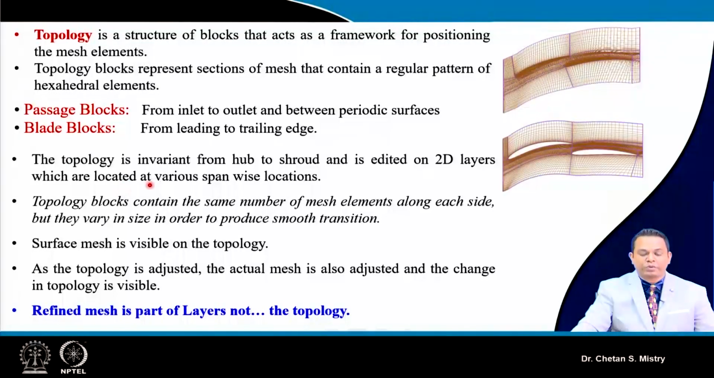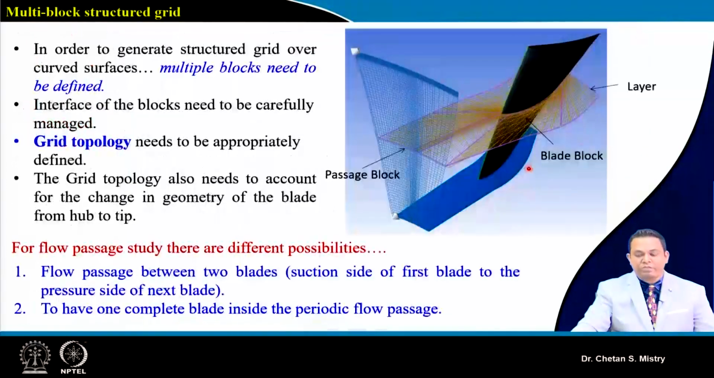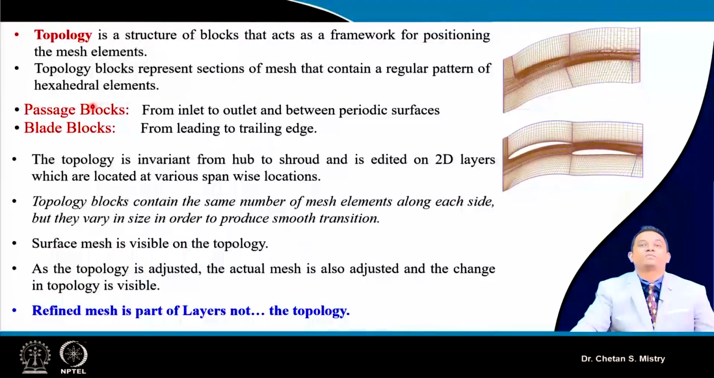Now this topology is invariant from hub to shroud and is edited on the 2D layers located at various spans. Suppose this is my blade. I can divide this blade into a number of layers, and here you can see one of the layers. This is similar to what we do in design, where we divide our span into a number of stations. In the same way, when making our mesh, we will take different layers, and for each layer we will make these topologies or blocks.